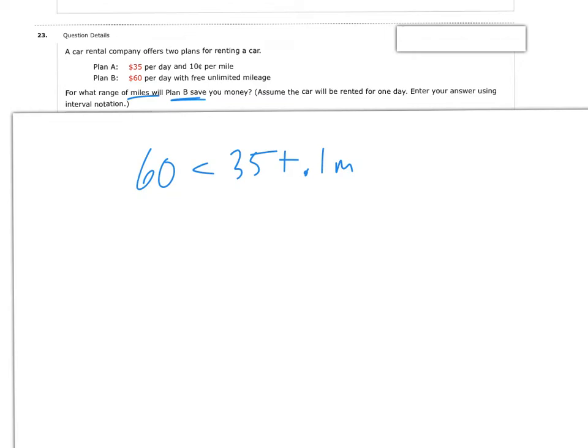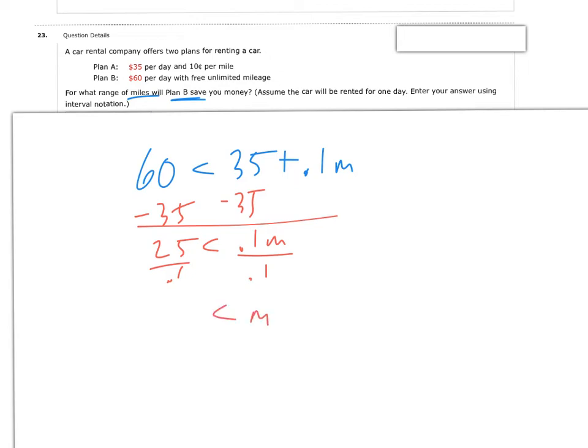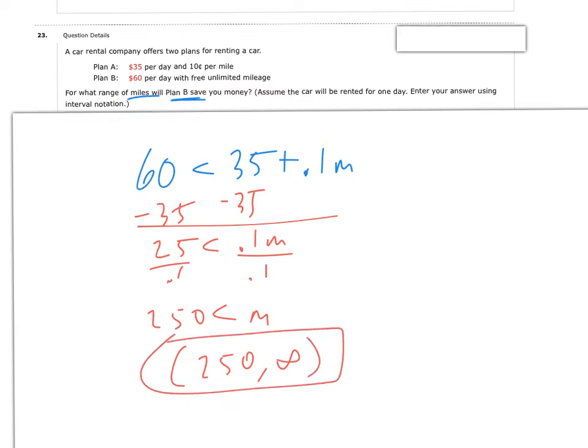All right, so now I would just isolate that. So I'm going to subtract 35. So I get 25 less than 0.1 m divided by 0.1. And so I would say m must be greater than 250. So in interval notation, I would say that's 250 to infinity. I know you can't really drive infinity miles, but we're saying just anything more than 250 and you'd be saving money. You want plan B.